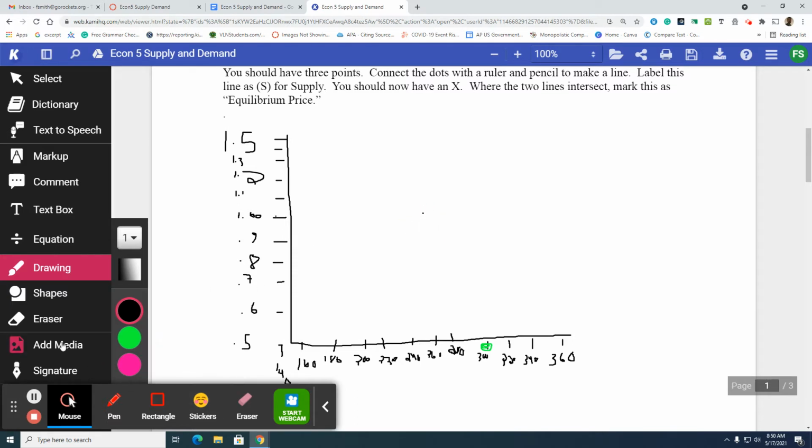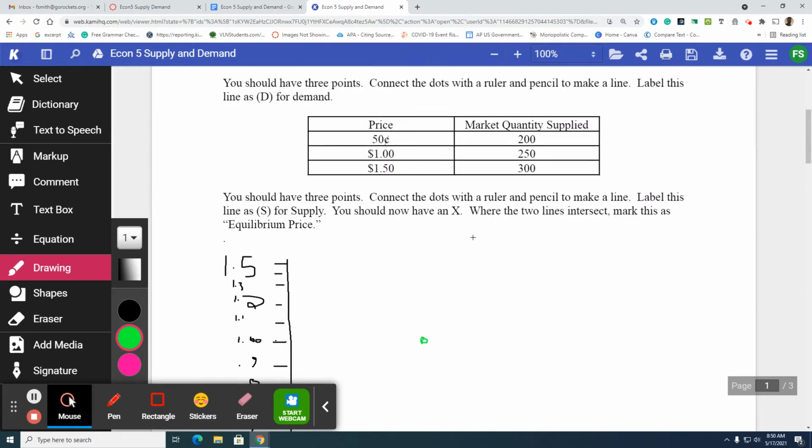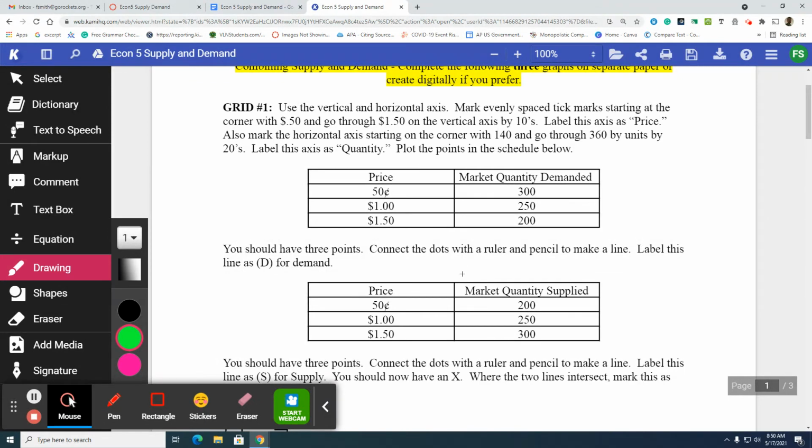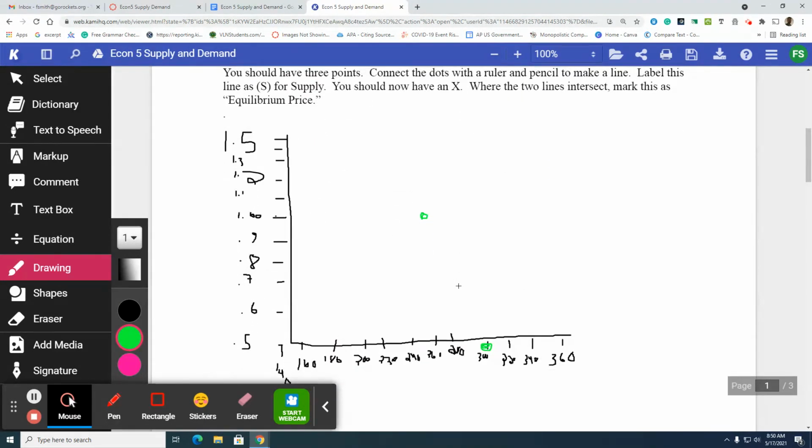Oops, we need to make sure that we're back on drawing and we're using a green one again. So $1.25. And then the last one is $1.50 and 200. So that'll be about here. Or excuse me, $1.50 and 200. Right about here. And so then we're going to have this as the first demand curve.